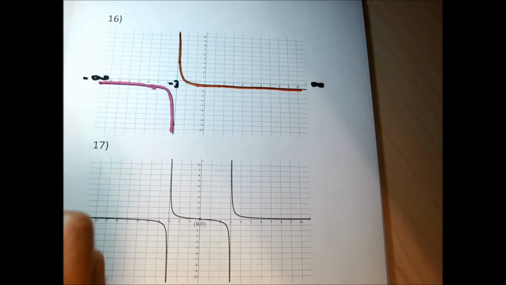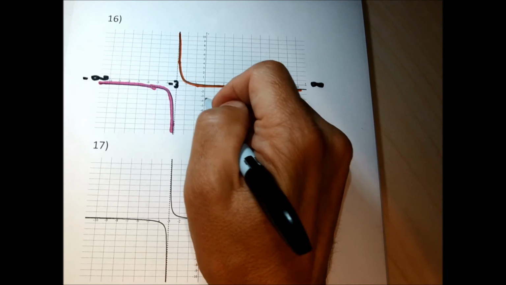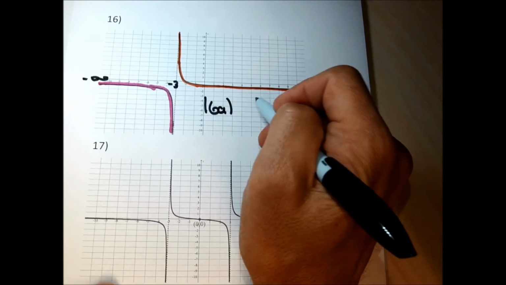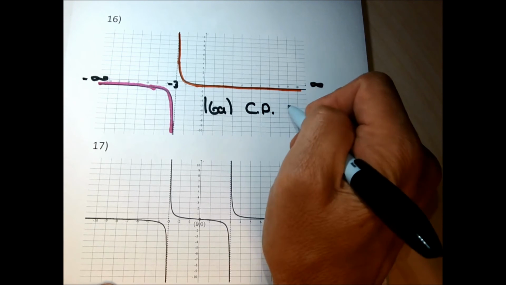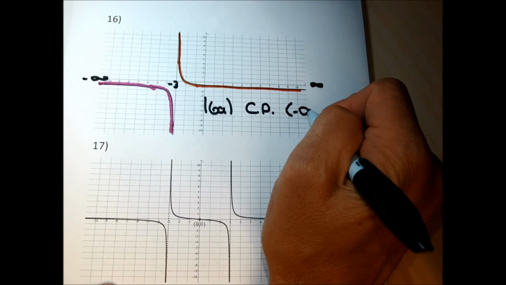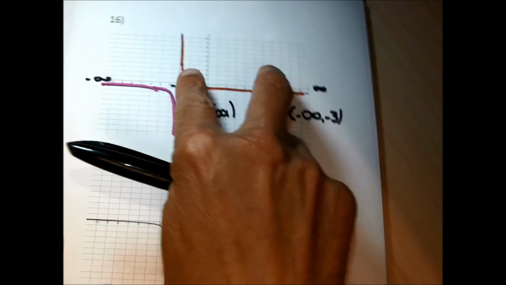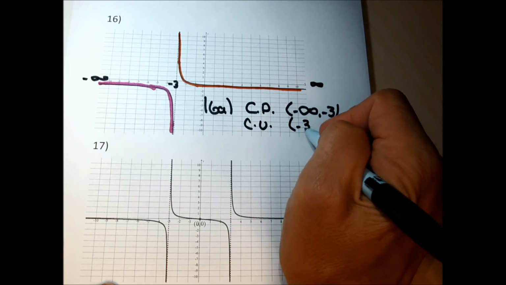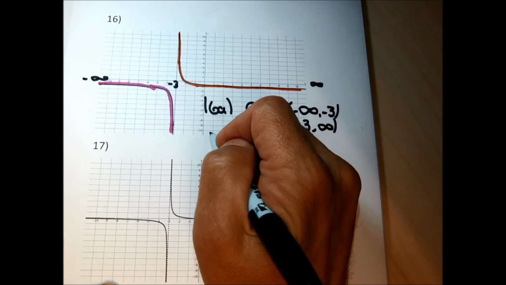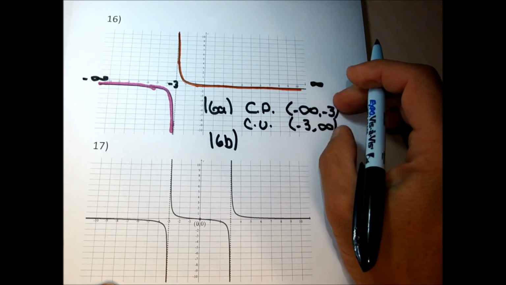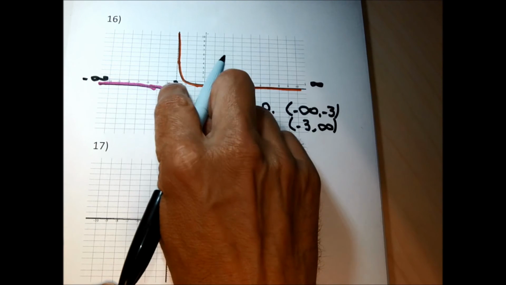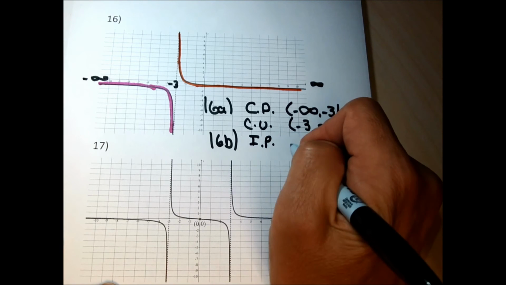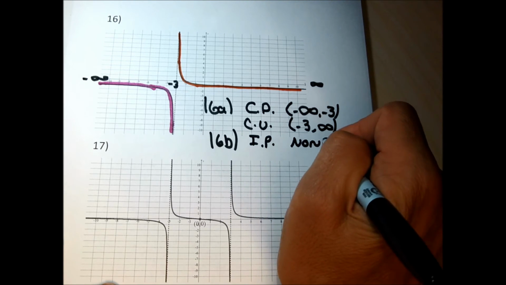So when I go to answer 16a, I'm going to say in this region right here, between negative infinity and negative 3, the graph is concave down. And the next half of the graph is concave up between negative 3 and infinity. And for 16b, again, the graph changes concavity at x equals negative 3, but there's no graph there, there's an asymptote there. So for inflection point, there's going to be none.